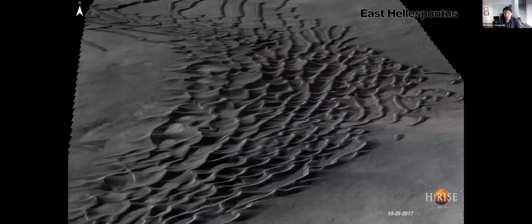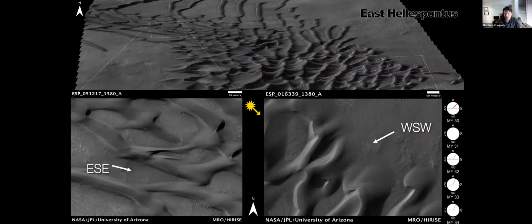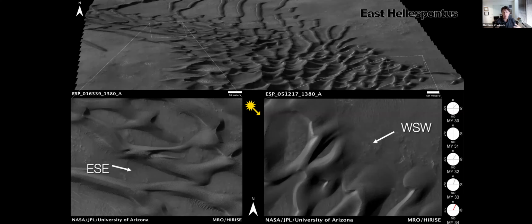And so here's kind of where we were at about in 2009 with a geology paper where we looked at East Hellespontus and found that these dunes were migrating both to the west-southwest, but also to the east-southeast. Meanwhile, there's star dunes and really complex interactions going on within the dune field. And all we knew was just that these outlying dunes were migrating kind of towards one another.